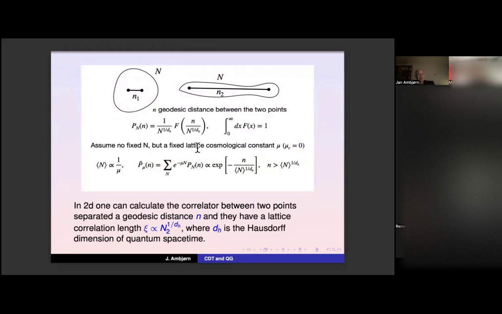And now, if you do not fix n, the volume of space-time, but instead fix the cosmological constant and assume this critical value, I just put it to 0 for notational simplicity here, then the expectation value is inversely proportional to the cosmological constant. This is just what this says here. And if you now include this in the action, then you have to sum over all of these to find the corresponding 2-point function. And this now falls off exponentially like this, where this is the Hausdorff dimension of the ensemble. So this is exactly what we see, and this is exactly what we have used here.